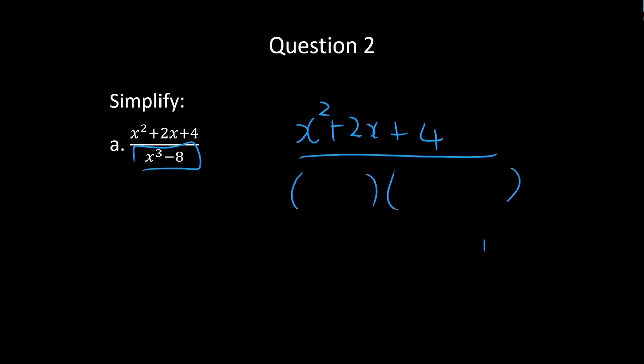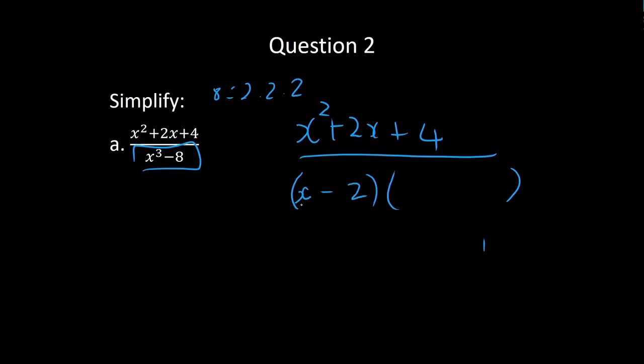X cubed is a perfect cube, and 8 is a perfect cube because 8 is equal to 2 times 2 times 2. So the cube root of 8 is 2. My first bracket: the cube root of x cubed is x. The cube root of negative 8 is negative 2.